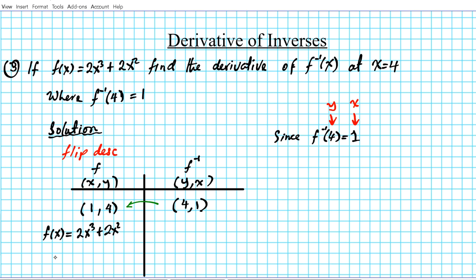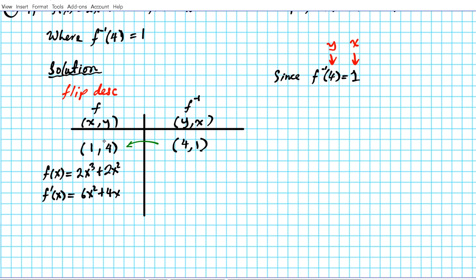Now, what is the derivative? We differentiate the function. That gives us 6x squared plus 4x. Now it's x that goes into the derivative. So you have f prime of 1, not 4, f prime of 1, which is equal to 6 times 1 squared plus 4 times 1. Then we use our order of operations to simplify this. We have 6 plus 4, which is 10.